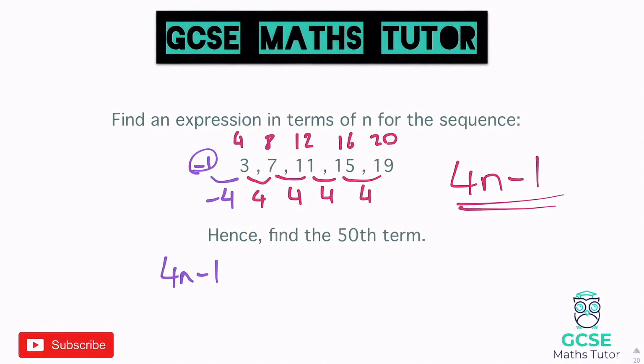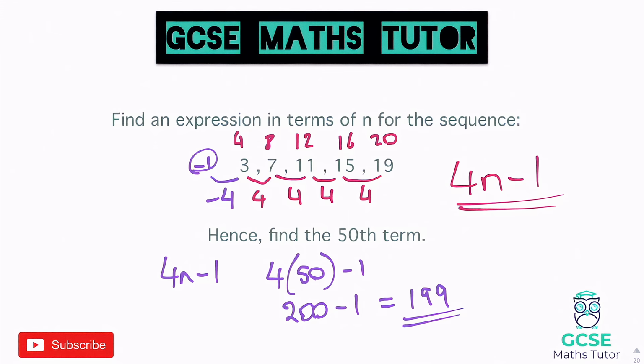To find the 50th term in the 4 times table, you do 4 times 50, and it's no different for this one, but it's the 4 times table take away 1. So we're going to sub it in, and we get 4 times 50, or 4 lots of 50, but then we have to take away 1. 4 lots of 50 is 200, and 200 take away 1 gives us 199, and that is our 50th term.